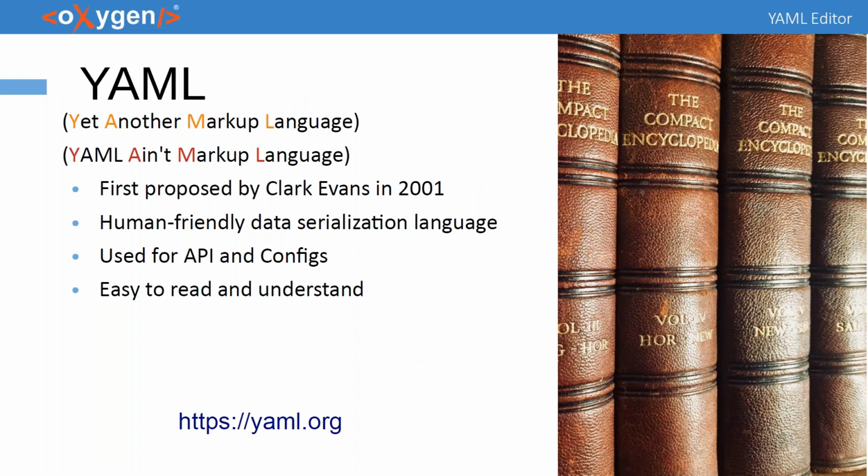The YAML name comes from "yet another markup language" that later became "YAML Ain't Markup Language." It was first proposed by Clark Evans in 2001, and it's a human-friendly data serialization language, especially used in API and configuration, and it's easy to read and understand by humans. It's easier to read and understand than other markup languages. The YAML specification and the YAML website are on yaml.org. So if you want to check more information about this, you can check it on this site.